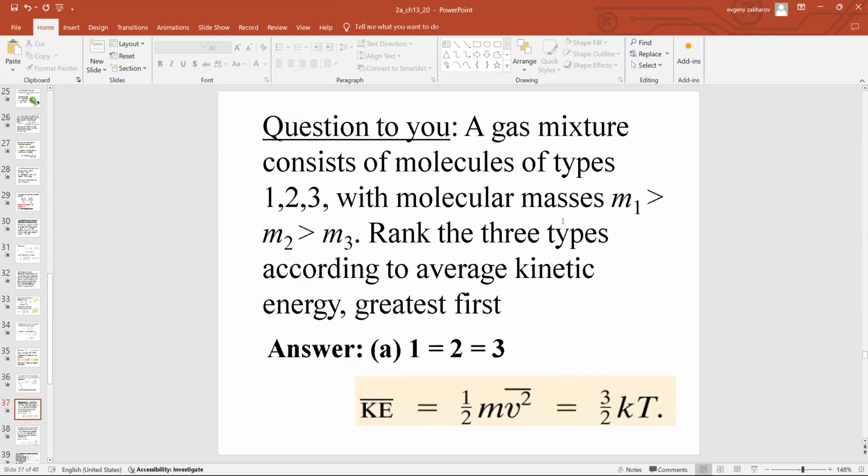Okay, question to you. Gas mixture, different types of molecules and masses decrease. M1 is greater than M2 is greater than M3. What do you say for kinetic energy? Well, it's a trick question. You might say, oh, it's 1/2 mv squared, so the more the mass, the more kinetic energy I have. But that's not the case. Kinetic energy is a measure of temperature. And what do you see here?